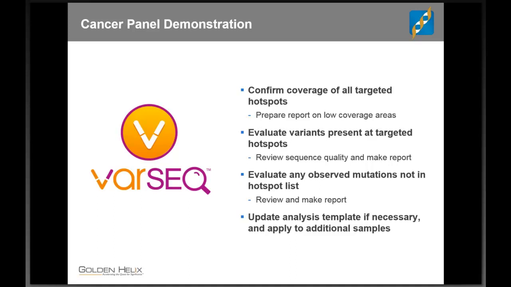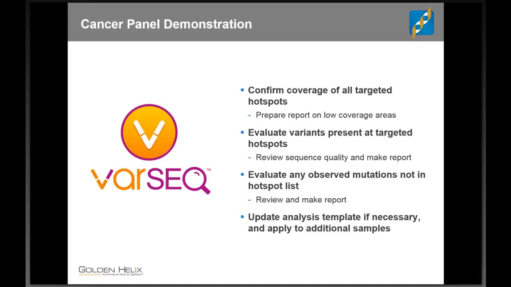So with the workflow we'll see today, there are three major things that it's designed to do. First, we're going to confirm that we have thorough coverage of all of the targeted regions that are covered by this particular panel, or all of the hotspots, as you might say. So we have a list of known hotspots that we want to make sure we have coverage of. Then as a second step, we'll evaluate any variants that are actually present at those targeted sites, those hotspots. And we'll review the sequence qualities on those and perhaps make a report.